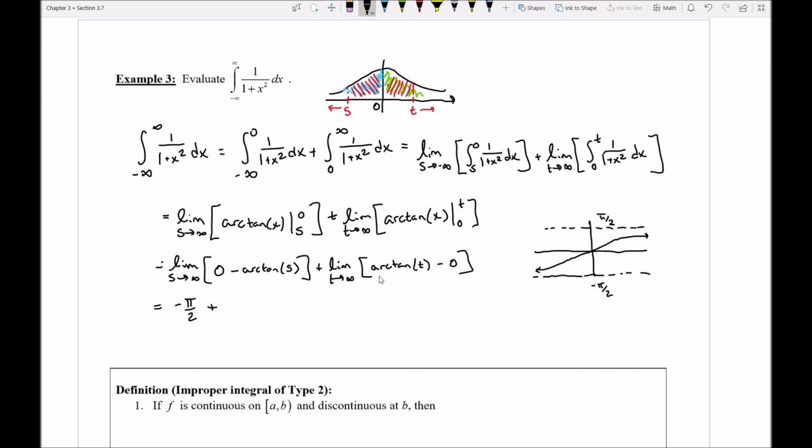With my other limit, I'm going to again be approaching pi over 2. Oops, sorry, I lost my negative somewhere. This should be a negative infinity, excuse me. So I should really have negative, because I'm subtracting here, negative pi over 2 plus a pi over 2. And of course then that leaves me with pi over 2 plus a pi over 2, and I get a final value of pi. So the total area under the curve up above is pi. And so this integral is convergent.